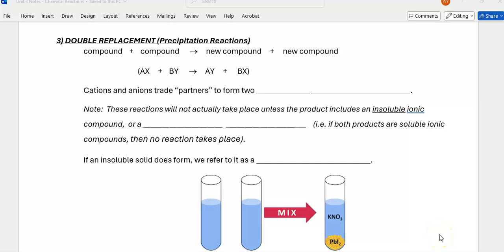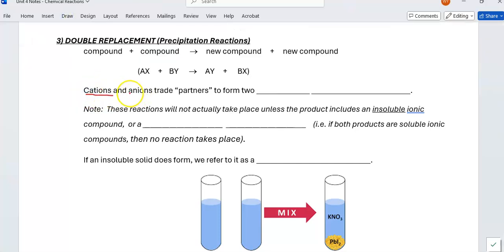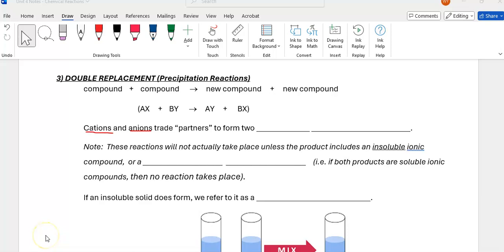Okay, so today we're going to talk about double replacement reactions or precipitation reactions. These happen when we have two compounds coming together to form two new compounds, and they're usually happening in aqueous solutions. So in this reaction, what's happening is we have cations and anions essentially trading partners to form two new compounds.